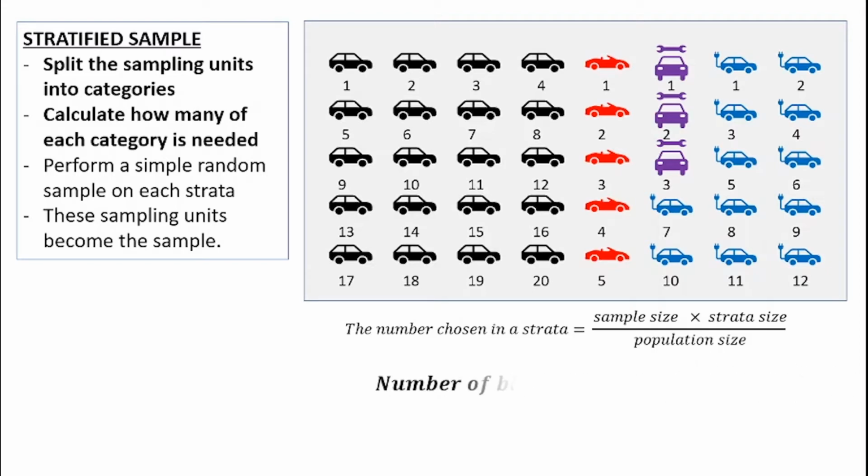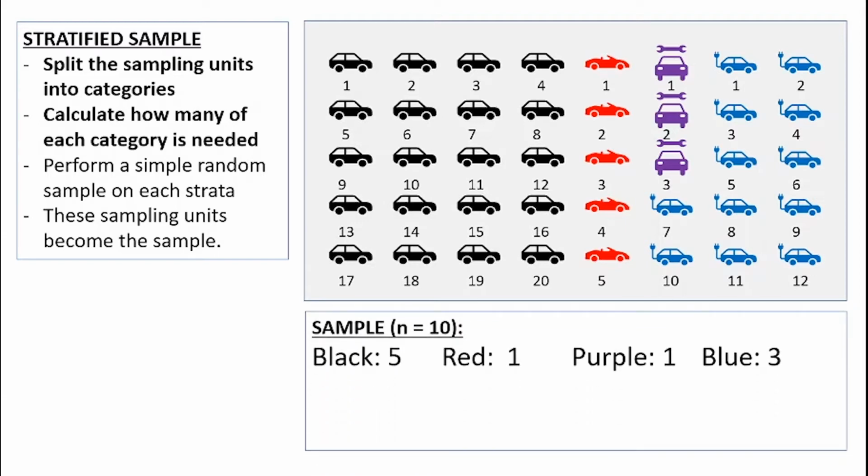And lastly, we have these blue cars. We're going to do 10 multiplied by 12 divided by 40, which gives us 3. There should be 3 blue cars in the sample. So this is what my sample should look like: 5 black cars, 1 red, 1 purple, 3 blue. Now we've rounded some of our values, so obviously just a quick check to make sure that I do have a sample size of 10, and these will add up to 10. So exactly what I was looking for.